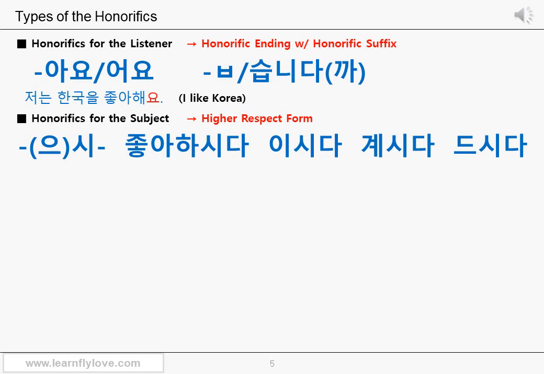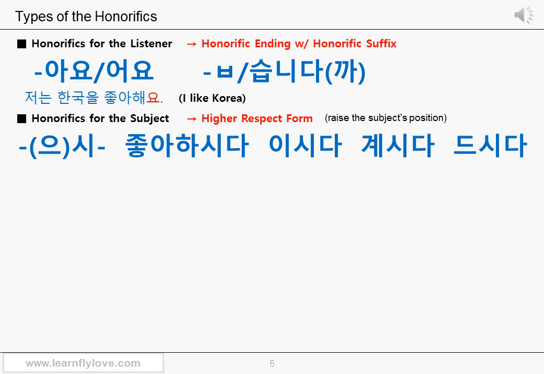Sometimes some people don't exactly understand the difference between normal honorific endings for the listener and the higher respect forms for the subject, or don't exactly know why they have to use higher respect forms while they already used honorific suffix 요 in the sentence. Again, the honorific suffixes 요 and 니다 are used to sound polite to the listener, and higher respect forms are used to show more politeness to the subject by raising subject's position. Again, higher respect forms are used to raise subject's position.